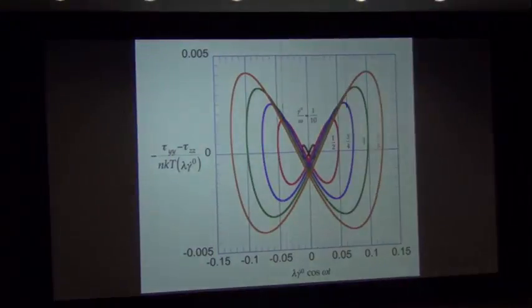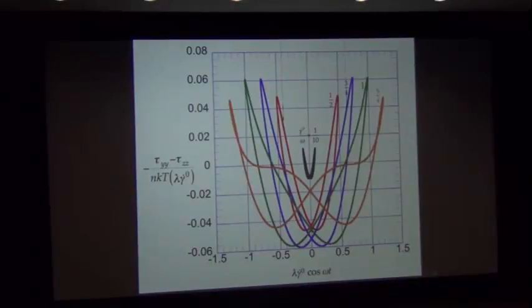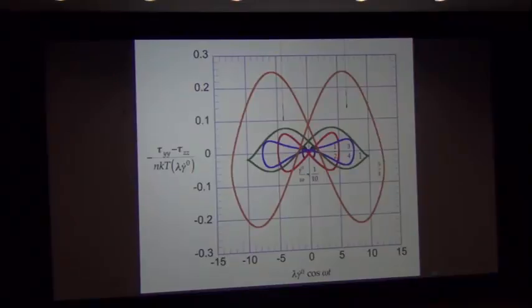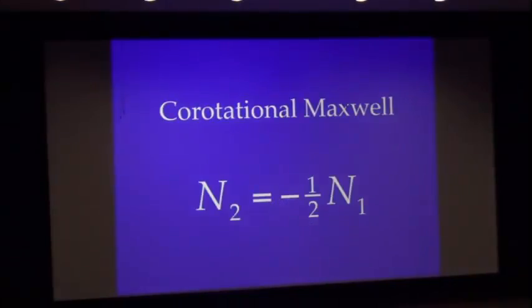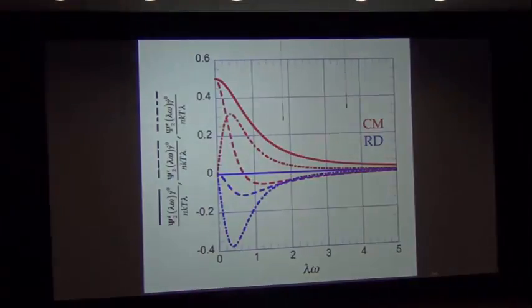And they look like bow ties or mustaches, you see, or the other design of mustache. But the bottom line is, for the co-rotational Maxwell model, it's much simpler. The second normal stress difference is just proportional to the negative of the first normal stress difference. And indeed, the qualitative agreements break down here, of course.